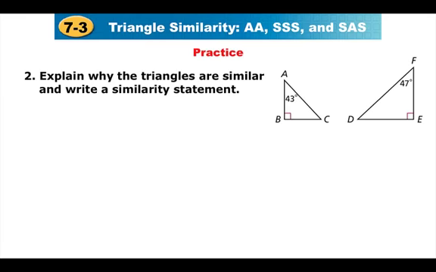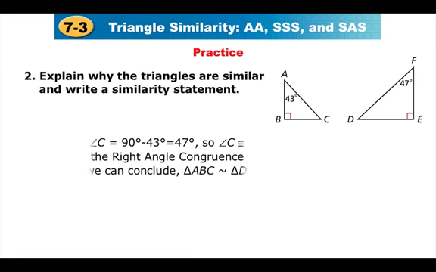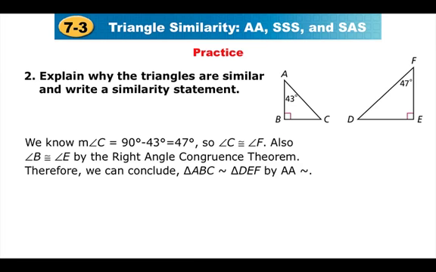Same directions. So here we go. You know that angle C is 47 degrees. Why? Because of this. So now you know that angle C and angle F are congruent. Also, angle B is congruent to angle E by the right angle congruence theorem. Therefore, we can conclude that these two triangles are similar by the angle, angle similarity postulate. Let's move on to the next slide.